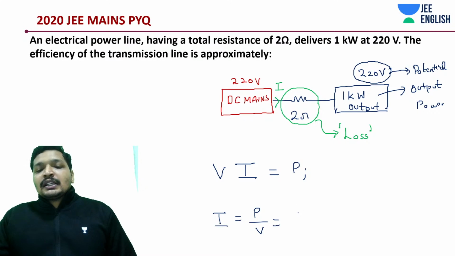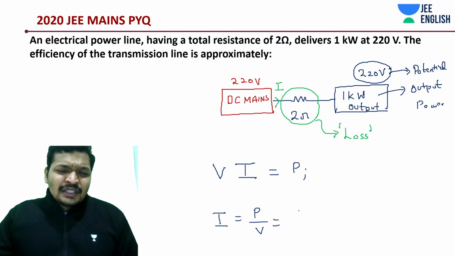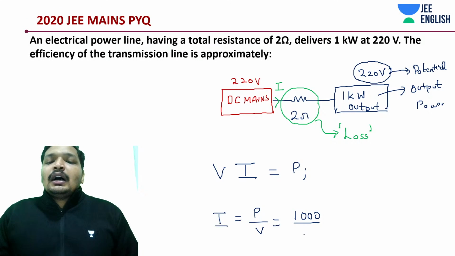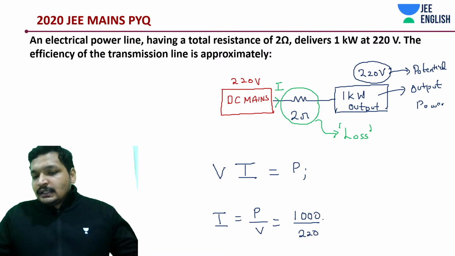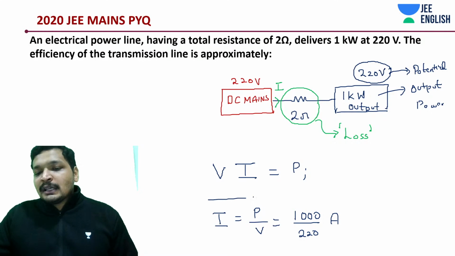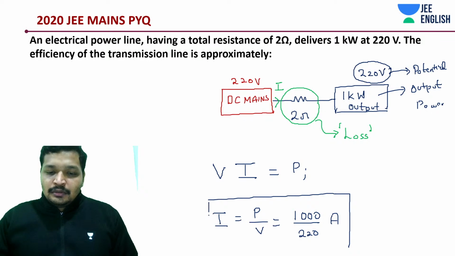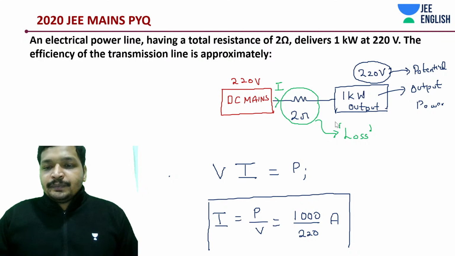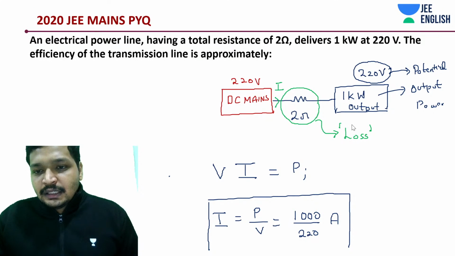Okay, so that was the current. And the 2 ohm is also consuming some power. This is just the current that we are deriving. 1 kilowatt is how much? 1000 divided by 220 volts. Let's keep it as it is. Okay, for now just keep it as it is. We're going to understand one more thing. I hope this is clear.